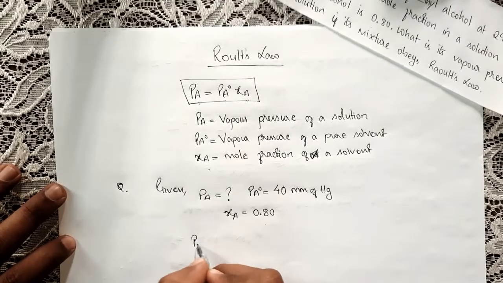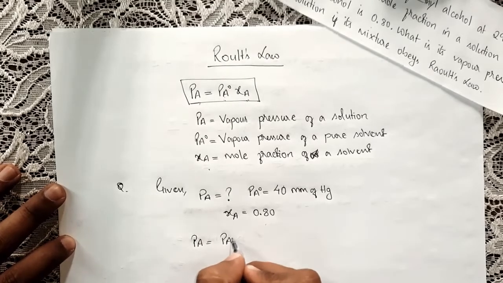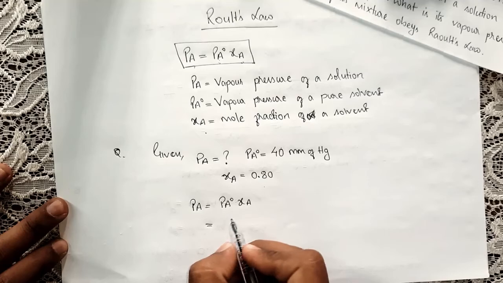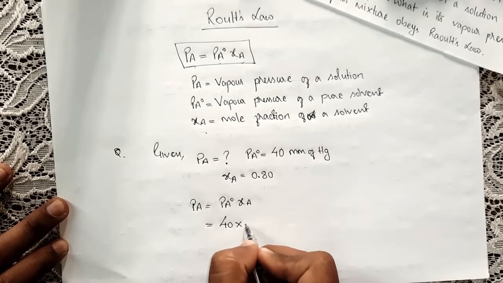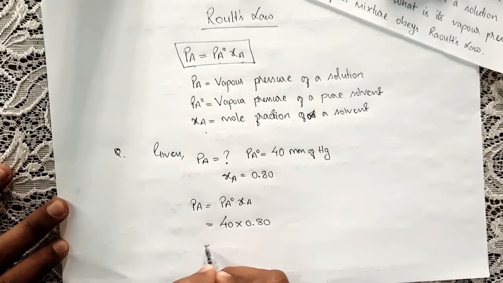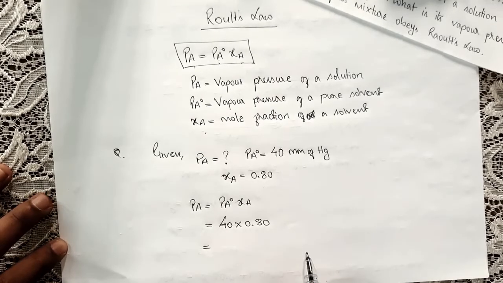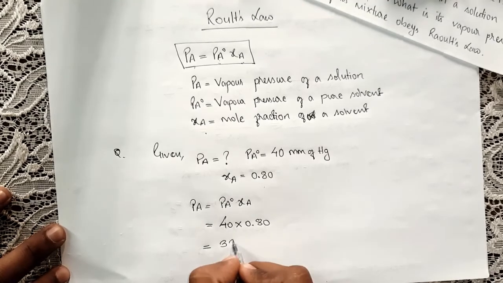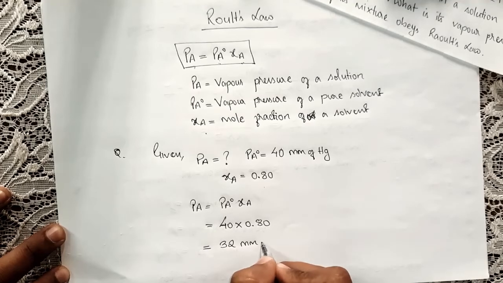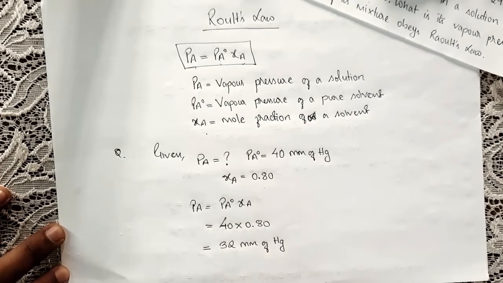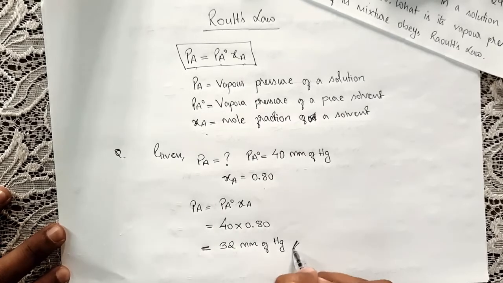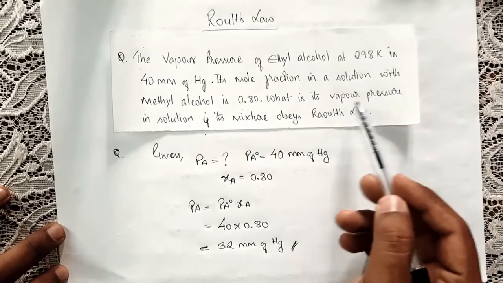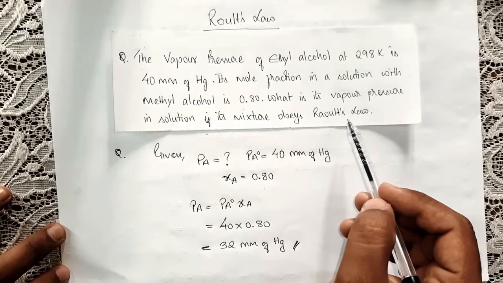Putting in the formula, we have PA is equal to PA naught XA. So PA is 40 multiplied by 0.80. If I multiply 40 with 0.80, I shall have 32 millimeter of mercury. So this will be your vapor pressure of solution. The question is very easy. They are just asking you what is the vapor pressure in solution if it is a mixture following Raoult's law.